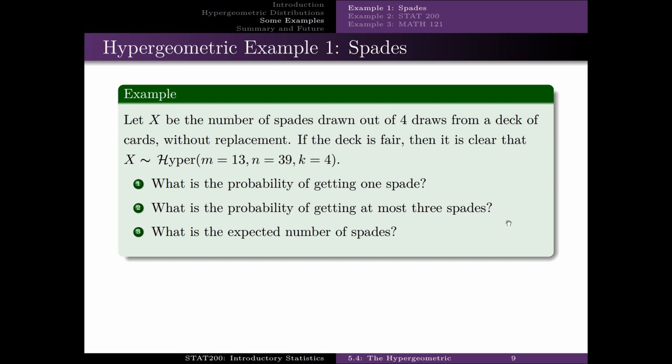So here are the questions. What's the probability of getting 1 spade? What's the probability of getting at most 3 spades? And what's the expected number of spades?